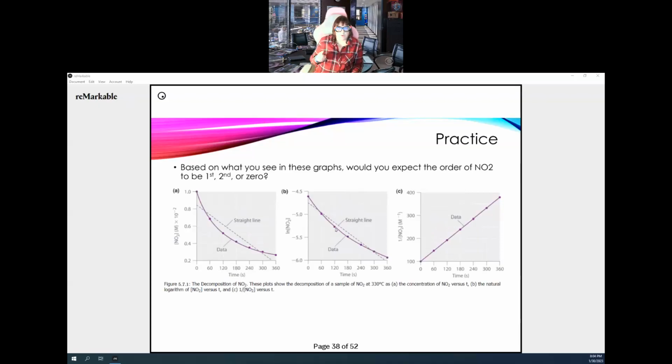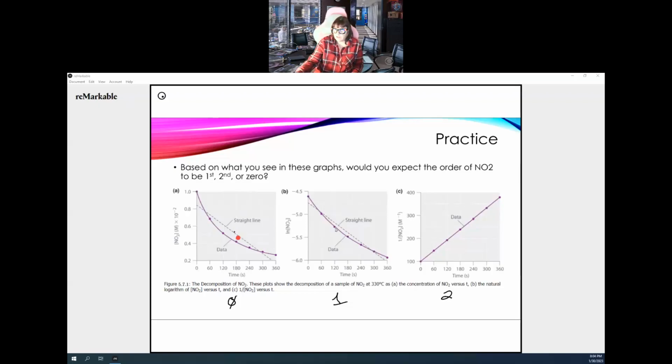Let's try this again. Based on what you see in these graphs, would you expect the order of NO2 to be first, second, or 0? Well, again, we've plotted our data, and we've done them in the same order as before. So this is 0, this is 1, this is 2. And notice we've plotted the data, and then we've got a line of best fit. So you see a straight line here. That's our line of best fit.